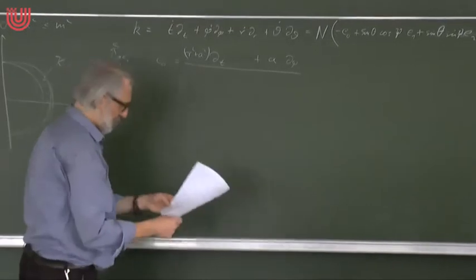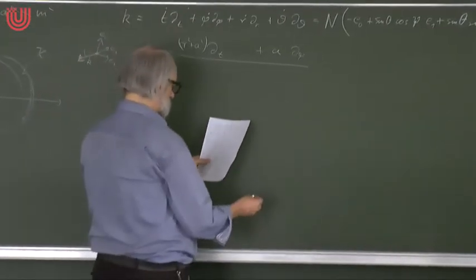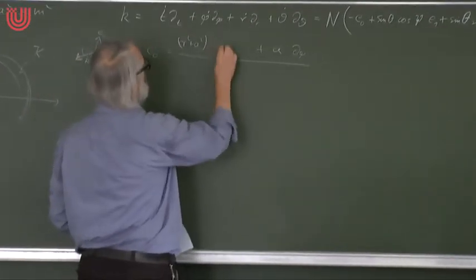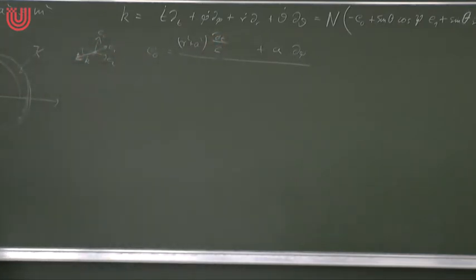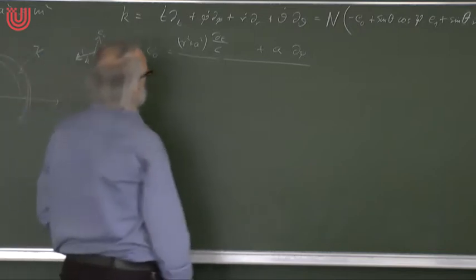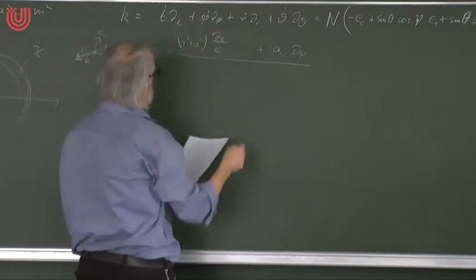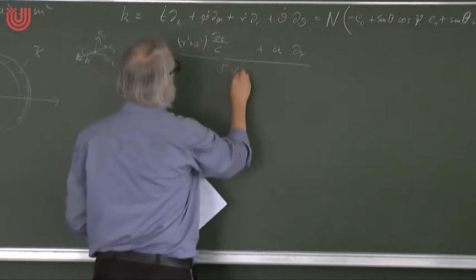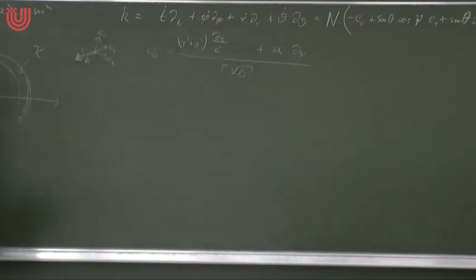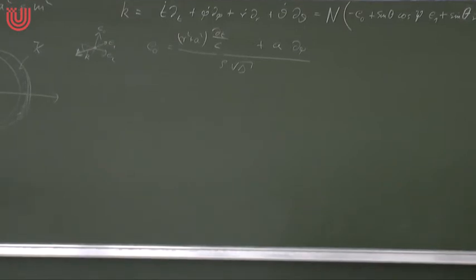Here I have it: rho times root delta. Oh, because of dimensional reasons, I should have a c here, dt over c, which gives the right dimension. And then I have here rho root delta. So this is my E naught.